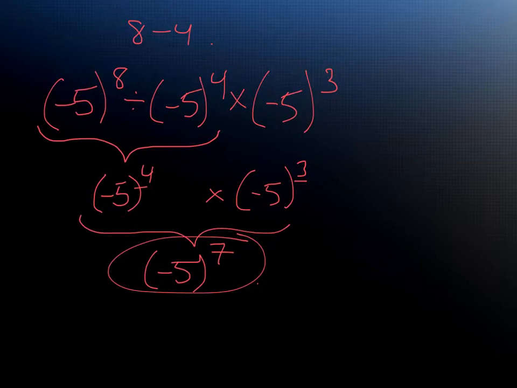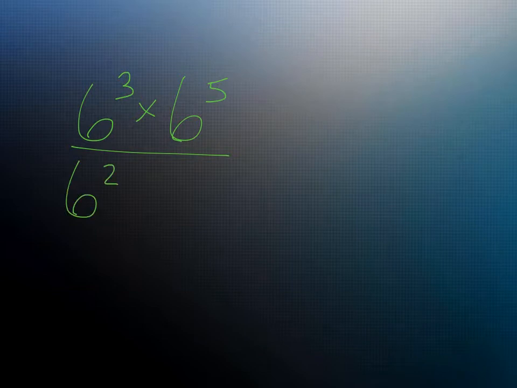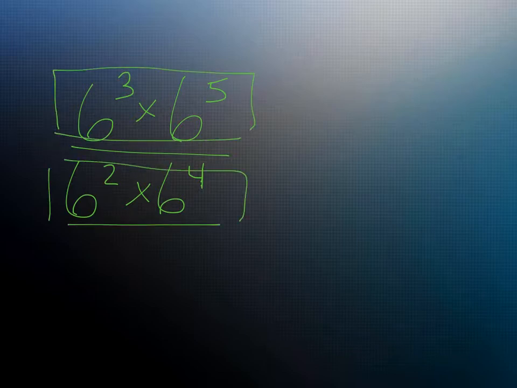Alright, let's try another one over here. Okay, how about 6 to the power of 3 times 6 to the power of 5 divided by 6 to the power of 2 times 6 to the power of 4. So when you get a question like this, I find it really helps to solve the numerator first and then the denominator separately, and then go from there.